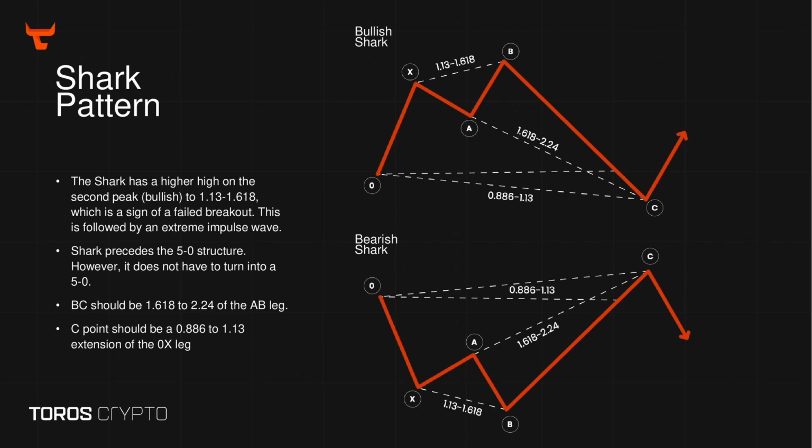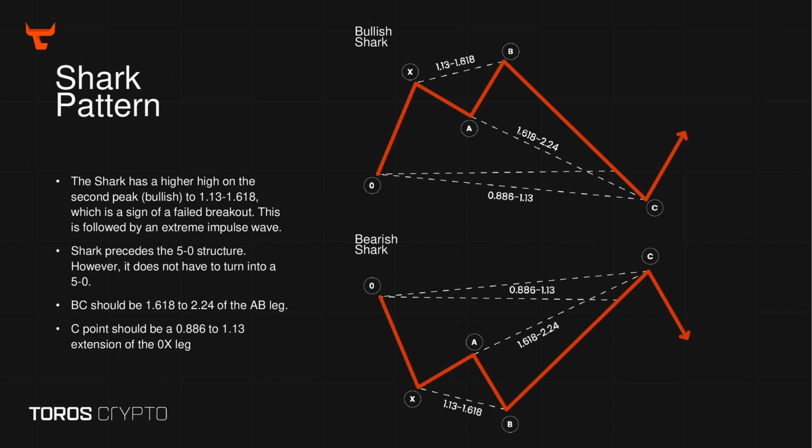So you come down into your A. Now there's no formal ratio alignment for the A point there. It can be anything. However, there are only certain combinations of A points that work in order to meet your C point objectives. So we'll talk about that in a moment.